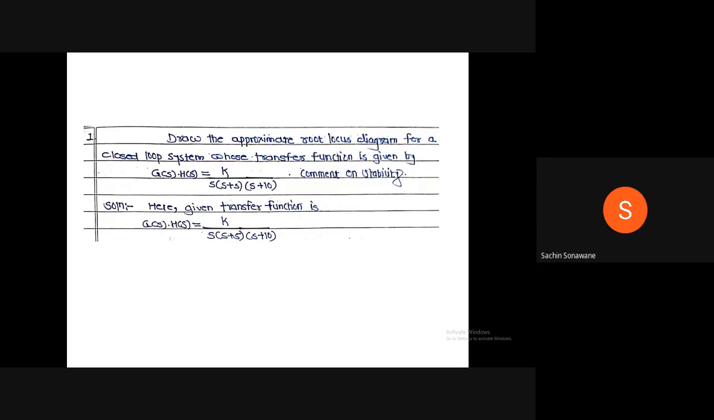Okay, we'll see the problem now. First problem: draw the approximate root locus diagram for a closed loop system whose transfer function is given by G(s)H(s) is equal to k divided by s into bracket s plus 5 into s plus 10. Here the given transfer function is G(s)H(s) equal to k divided by s into bracket s plus 5 into s plus 10.